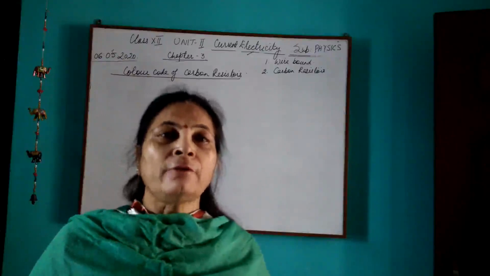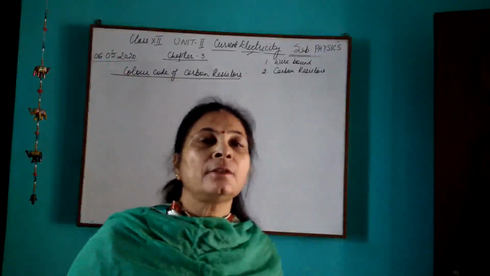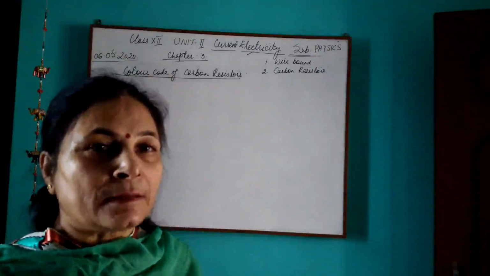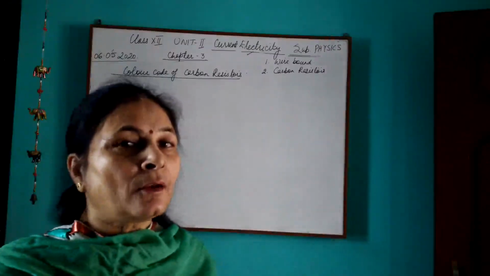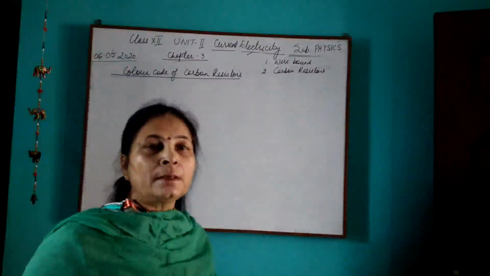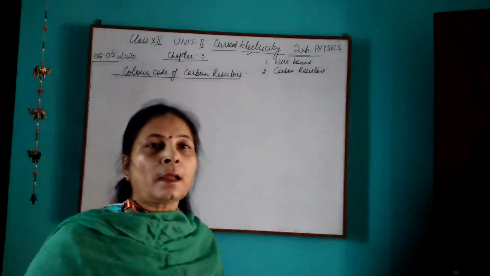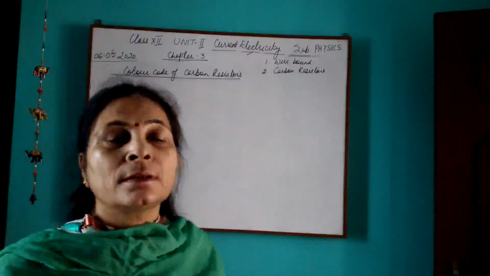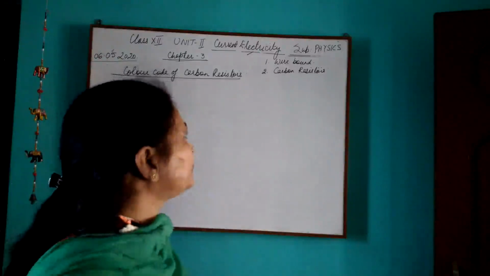Whatever of given value. As we have already said, each and every conductor has a particular resistance, and it changes with length and area of cross section. So whatever resistance is required, that particular material is taken, and accordingly length and area of cross section are finalized, and a wire bound resistor is formed.